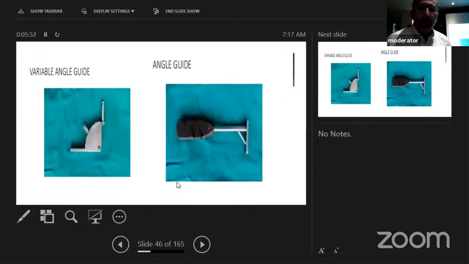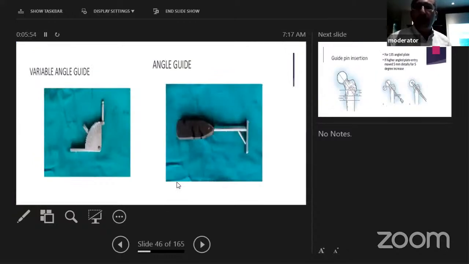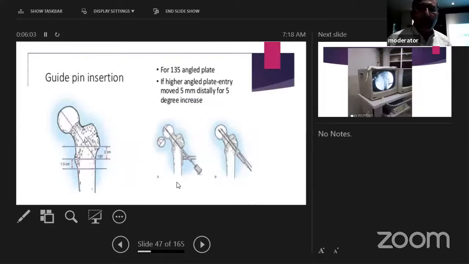The next would be the guide wire insertion. Try to use guide wire, angle guide always. You got variable angle as well as one of fixed angle. Try preferably using variable angle. That is going to give more leverage. And you always start at the superior part of the lesser trochanter. However, if you have to use a higher angle, you have to shift 5 millimeter distal with each 5 degree increase in the angle.